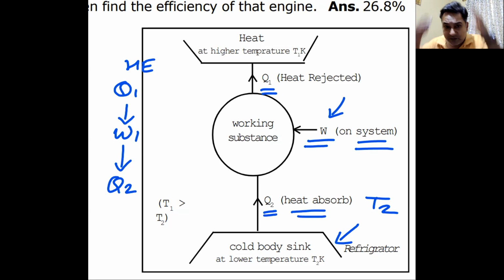So instead of work getting output, work has to be input. In case of heat engine, I was taking Q1 amount of heat. Here I am rejecting Q1 amount of heat. So basically your heat pump, or your refrigerator, becomes the reverse of heat engine. Understand this or not? The entire thing is the reverse of heat engine, and it is known as a refrigerator. Will you remember this? For a refrigerator, Q2 heat is taken in, absorbed, W amount of work is put in, and Q1 amount of heat is released.